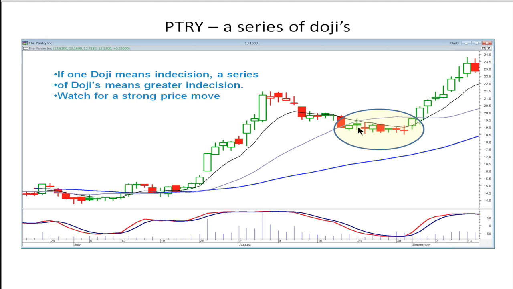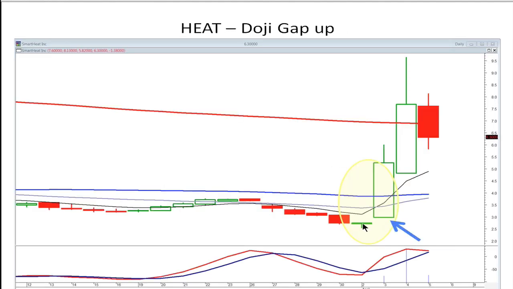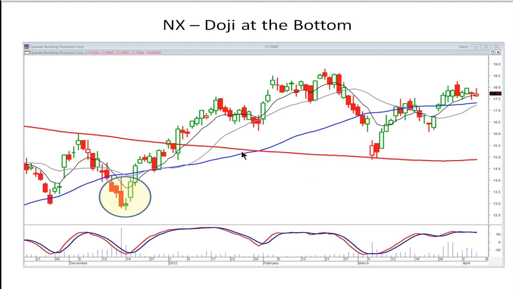So anytime I see a series of dojis, if one doji means indecision, a series of dojis means greater indecision. So if I've got a series of dojis and then a gap up through the T line, I know that my next wave is in progress. I know if I see a doji gap up, I want to be buying. Do we always get huge moves like this? Definitely not, but at least you're in a situation where statistically, meaning what the analysis over the last 400 years has shown us, you're in the right trade at the right time. Doji, oversold condition, gap up through the T line, you're in an uptrend.